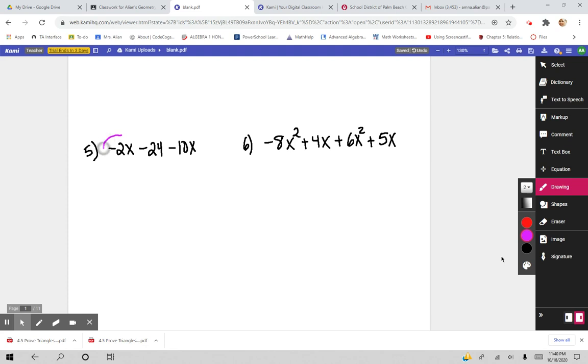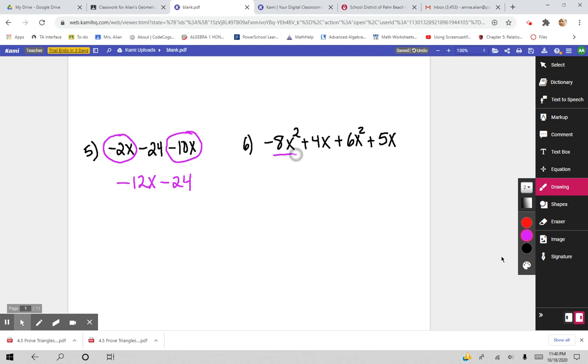So I have an x term here, negative 2x and negative 10x. These are like terms. I can put them together. This will give me negative 12x. And then I'll just subtract 24. And that's it. So this simplifies to negative 12x minus 24.